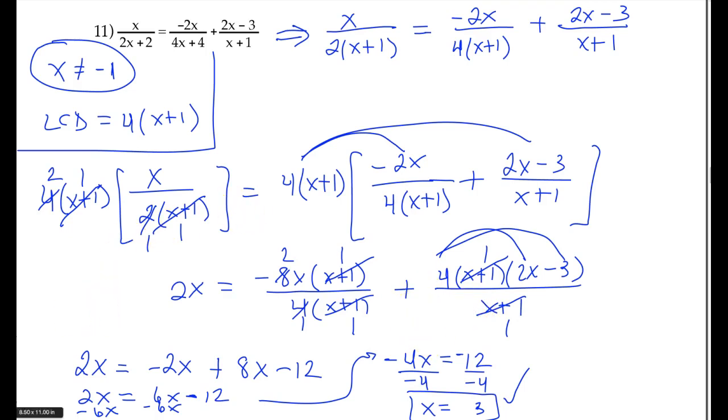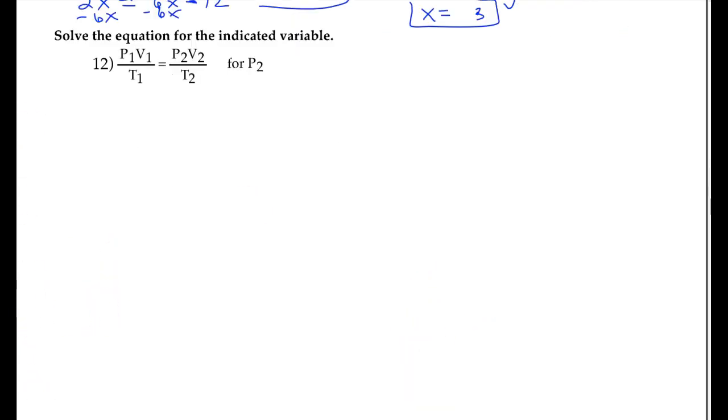All right, let's move on to number 12. Okay, so the purpose for number 12 is to give you situations where you are dealing with a rational expression, but that rational expression is all variables. In particular, this equation sort of mimics the gas laws that you will see in either a physics class or a chemistry class. And the P's stand for pressure, the V's stand for volume, and the T's stand for temperature.